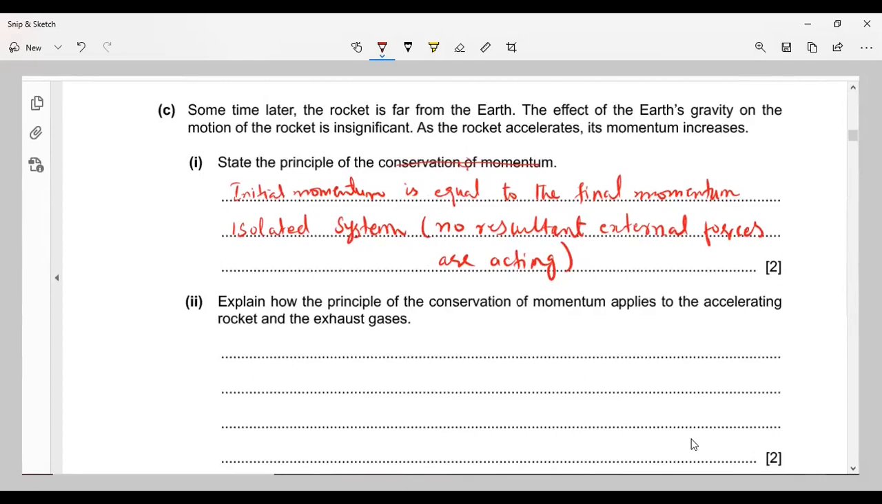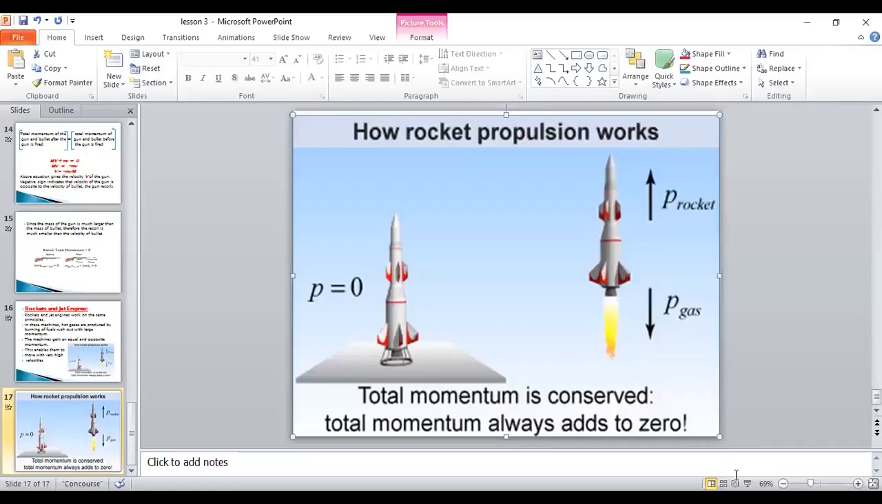Come to the second part: explain how the principle of conservation of momentum applies to the accelerating rocket and the exhaust gases. For this answer, you have to explain how the law of conservation of momentum can be applied to the gases and the rocket motion. For this purpose, you must know how a rocket works. For this, I will show you this slide.